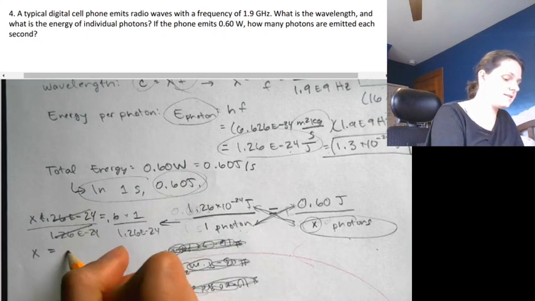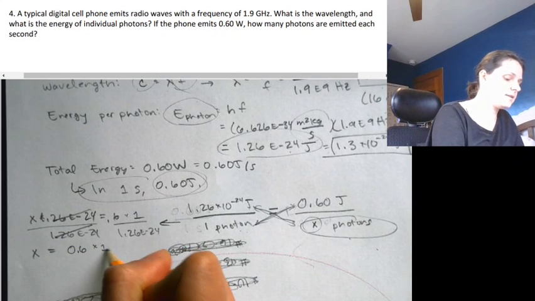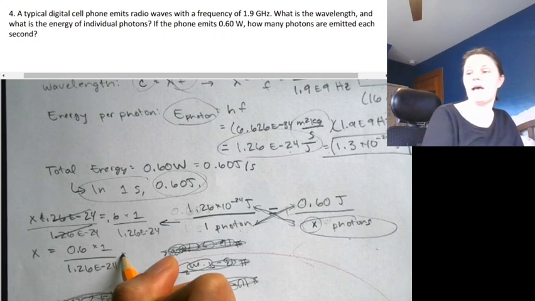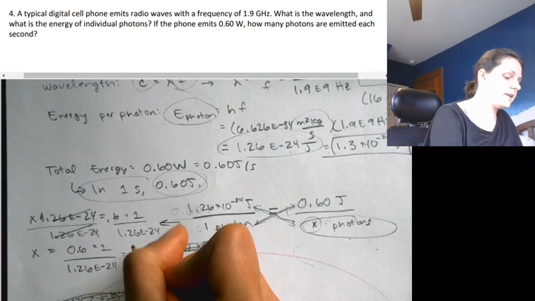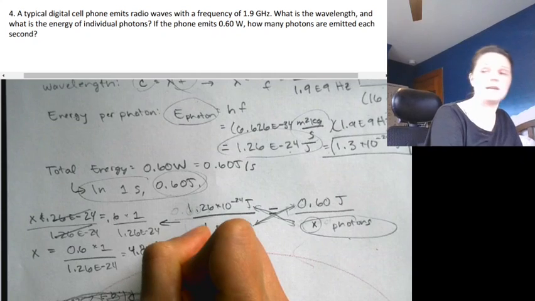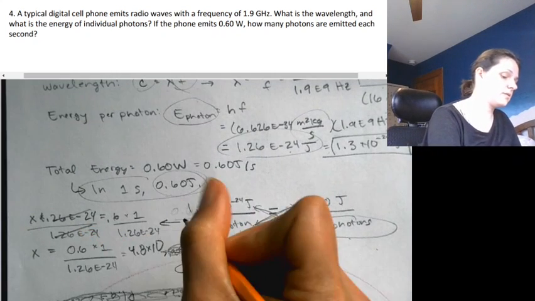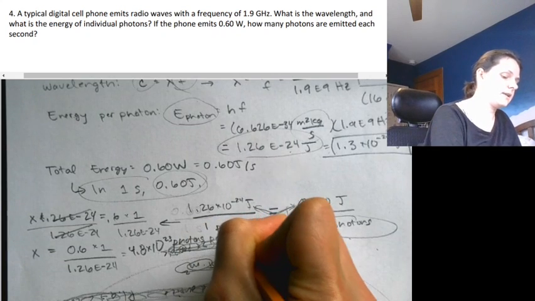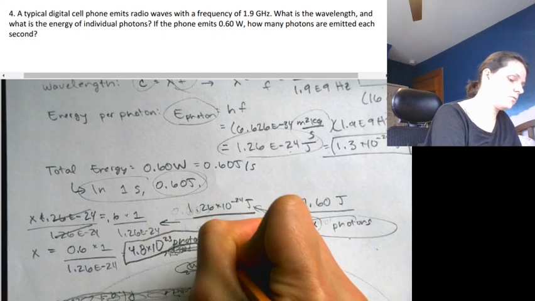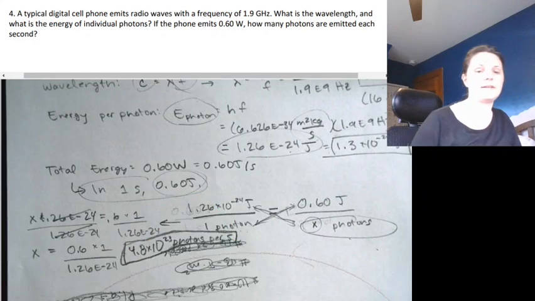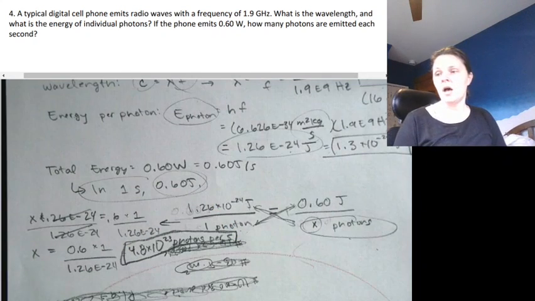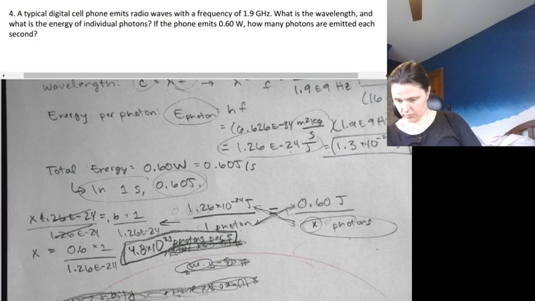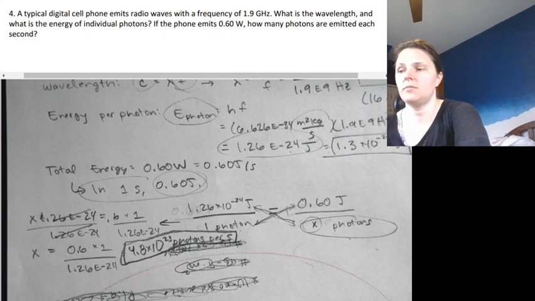So x is 0.6 times 1 divided by 1.26 times 10 to the negative 24. And that is 4.8 times 10 to the 23rd photons per second. And I really ran out of space to do that, but that's what it looks like. Okay. And we have one more problem. So let's break out a piece of paper for one problem.